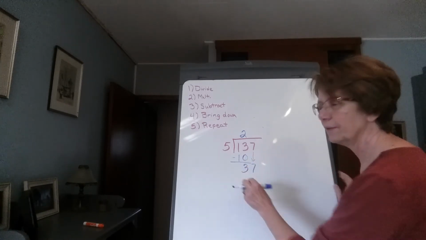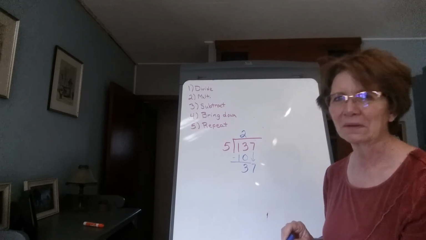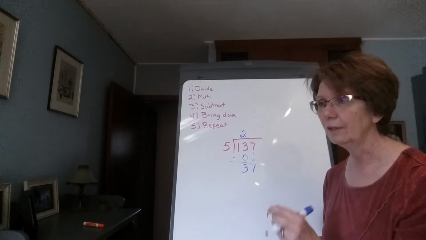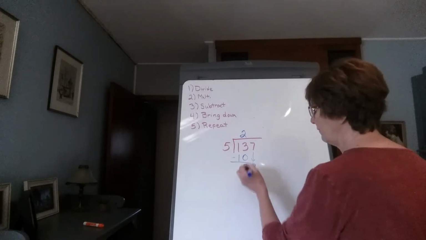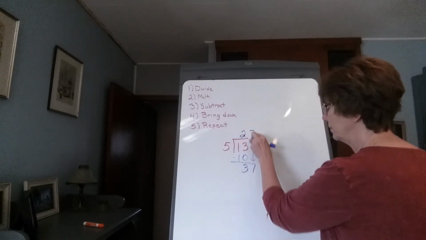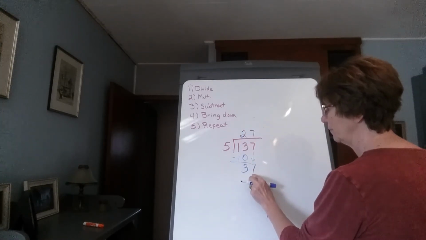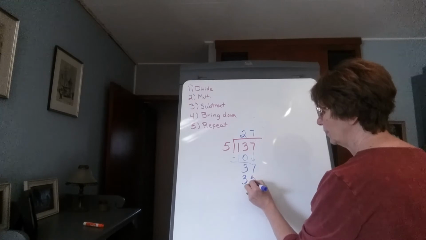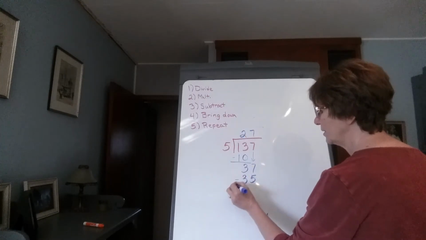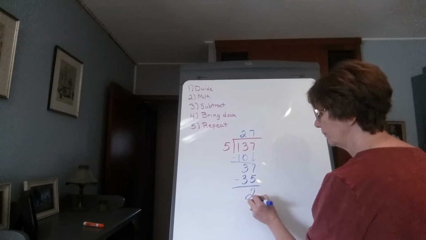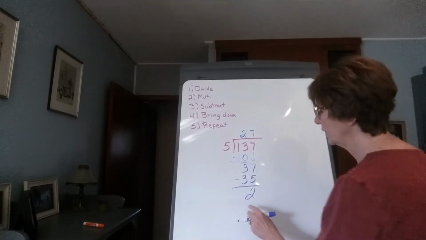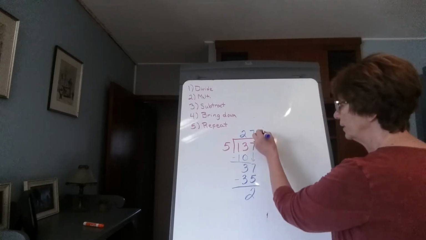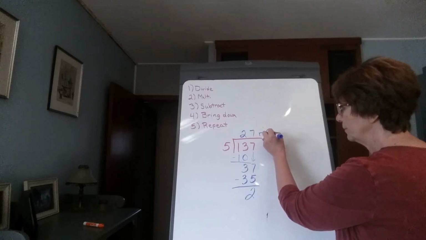And now it's 5 goes into 37. 5 times 5 is 25. 5 times 6 is 30. We can go a little higher. 5 times 7 is 35. Put our 7 above that number because that's the number we're dealing with. 5 times 7, we're doing the multiplication. 35. Now we subtract, 2. You can bring down the 0 if you want to. There's no numbers left, okay? So we're done. Now you have what is a remainder of 2.